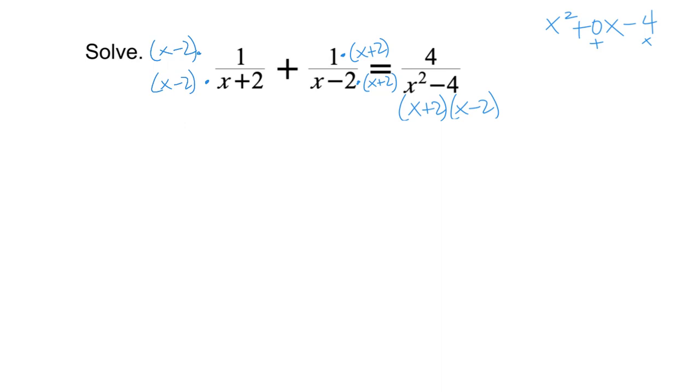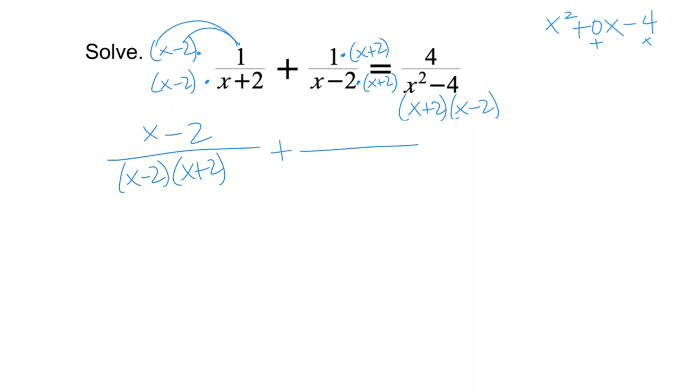So let's multiply out our tops and leave our bottoms the same. The first one has an x minus 2 and an x plus 2 now, and if I multiply that out, it's just x minus 2. Excuse me, my x looked a little crazy. And then we're going to keep the bottom the same on the second one, and if I multiply that by 1, it's x plus 2. Cool, cool. And then our last one stayed exactly the same.